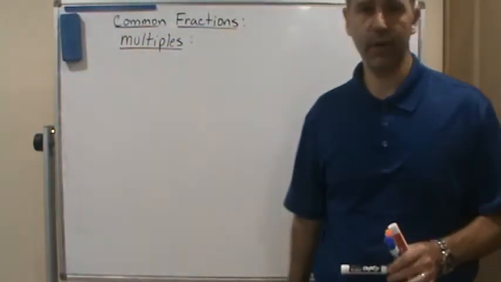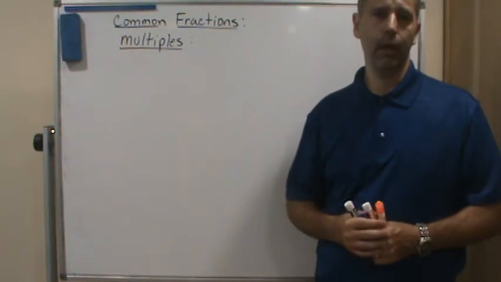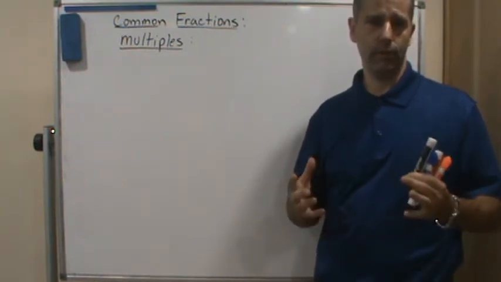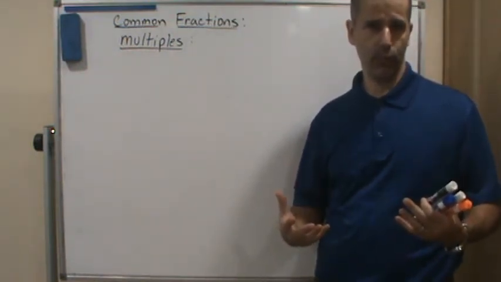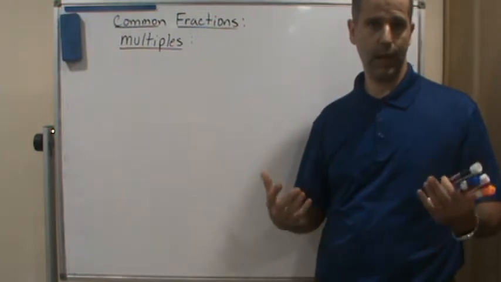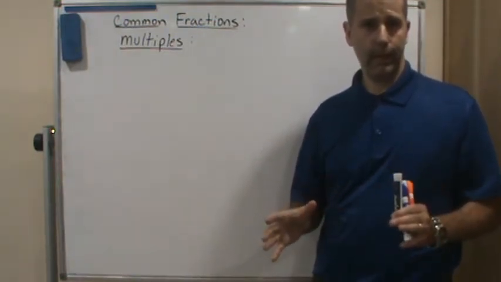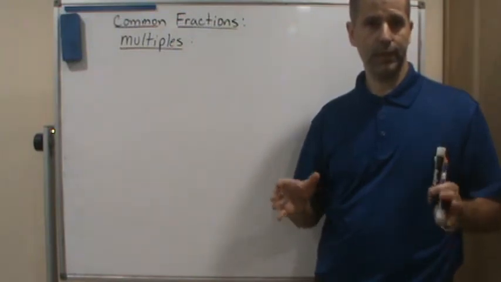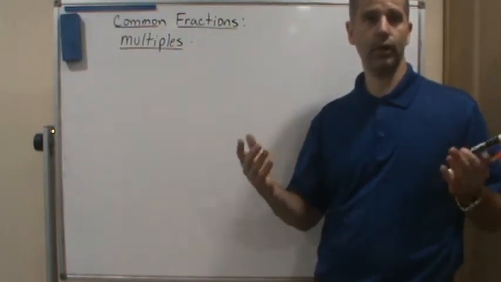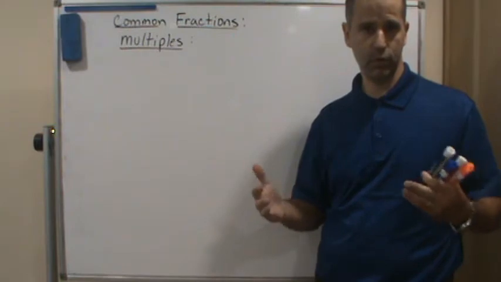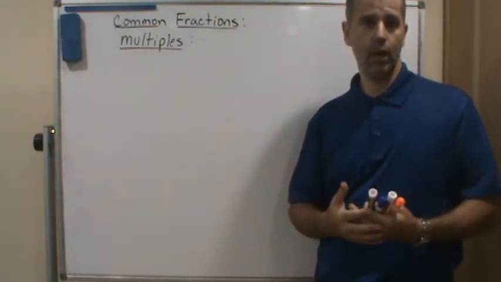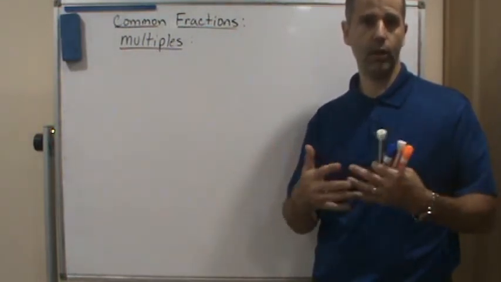Okay, so now in this video we're going to talk about multiples. In the last video we talked about division with regard to fractions, and how fractions indicate division. So to go off of that, let's talk about multiples, because division and multiplication are inverse operations of each other, just like adding and subtracting are inverse operations, so they undo each other.